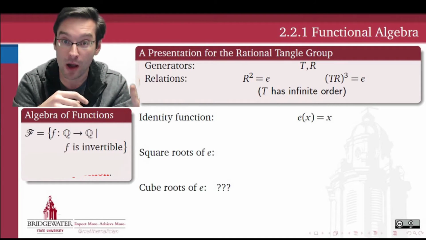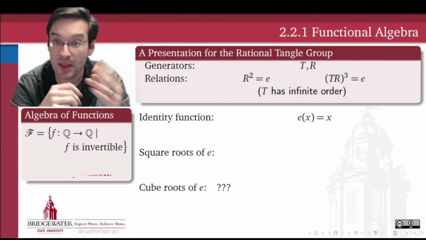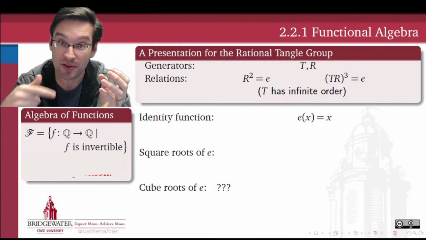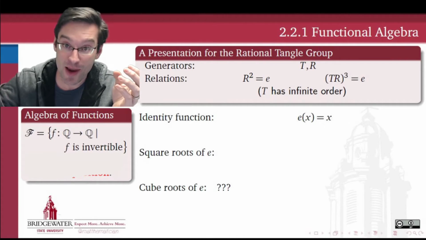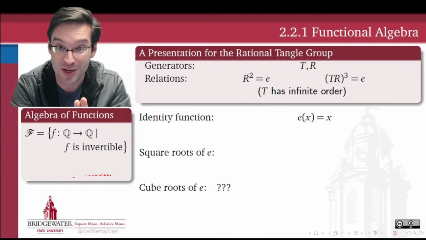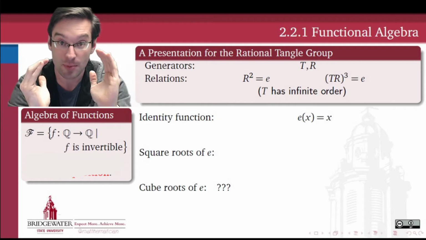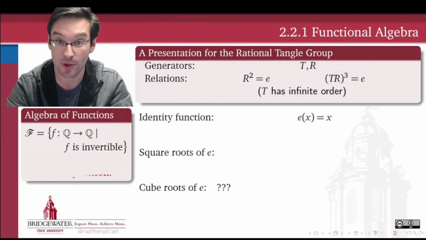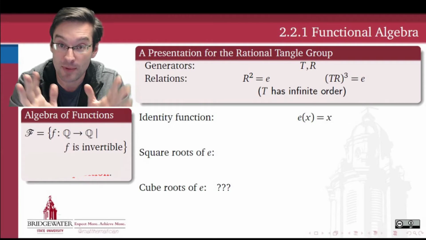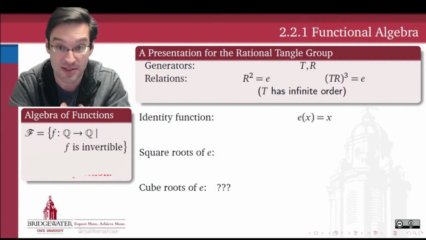We had a generator R, which was a rotation that had order 2. And we had a generator T, the twist, that was an infinite order element. I can keep twisting and twisting and twisting in my rational tangle and never get back to the identity. But if I do twist followed by rotation, that element, TR in parentheses, if I do that 3 times in a row, I get back to the identity. So those were my relations that I wanted my rational tangle group alphabet to satisfy.